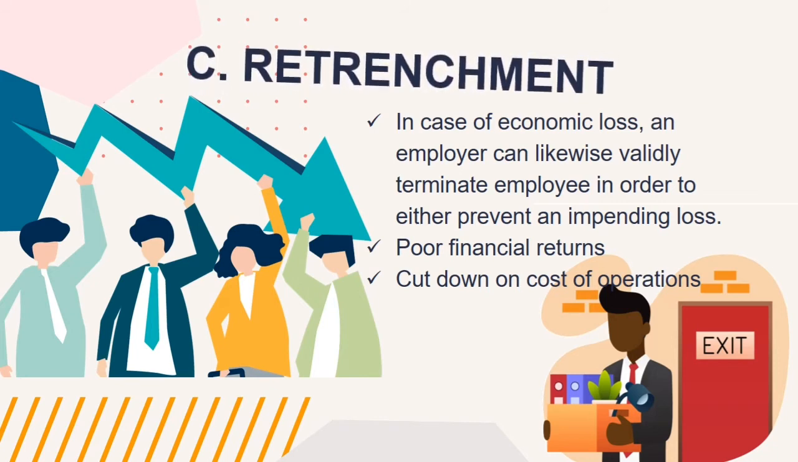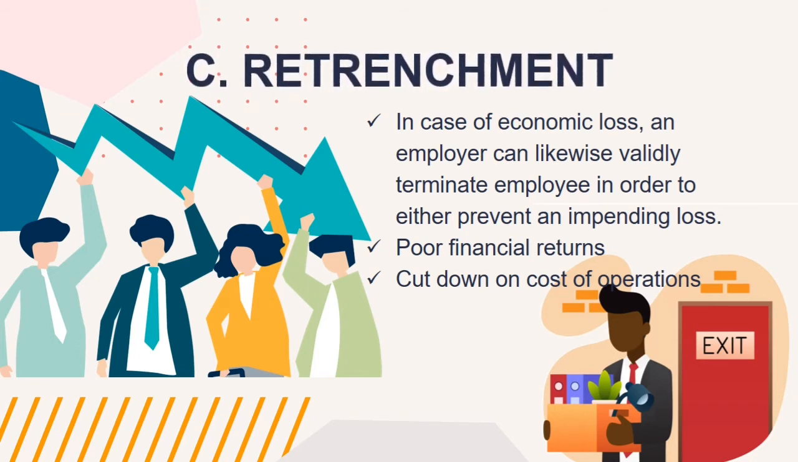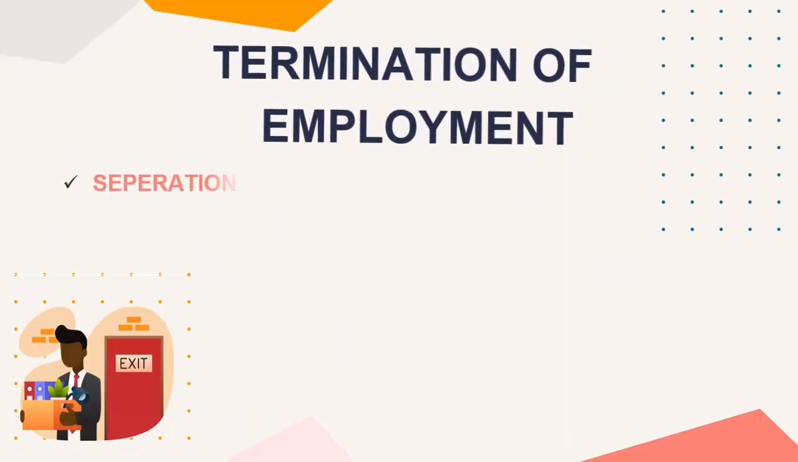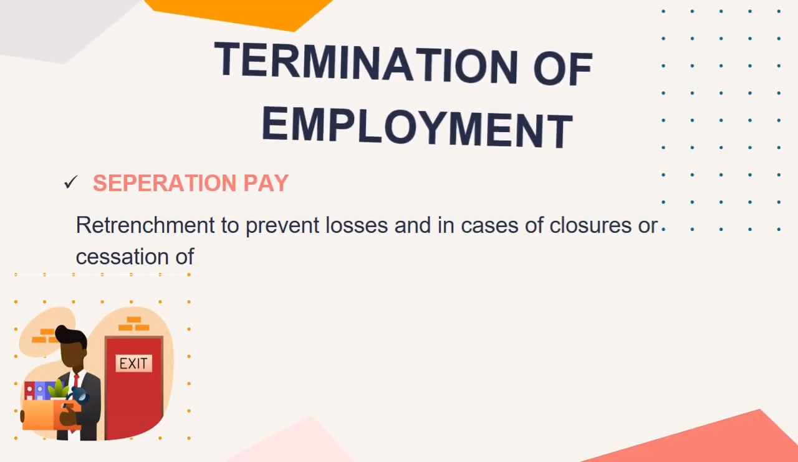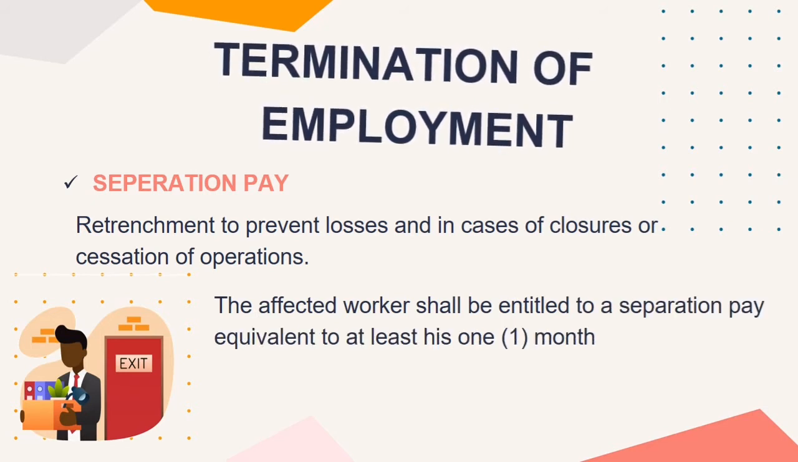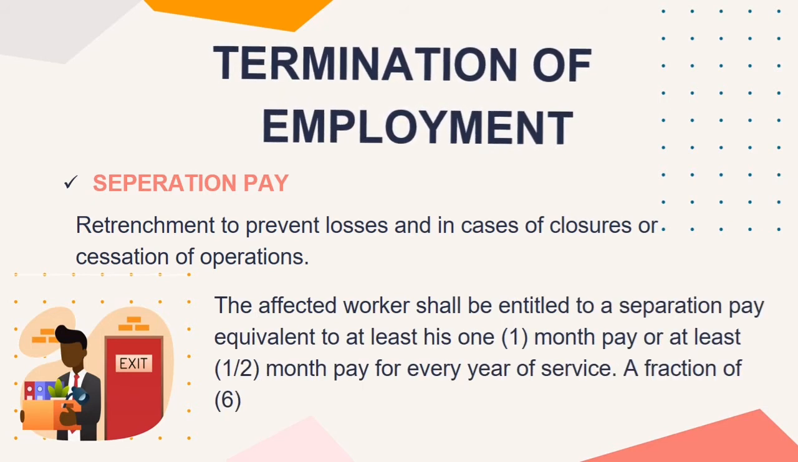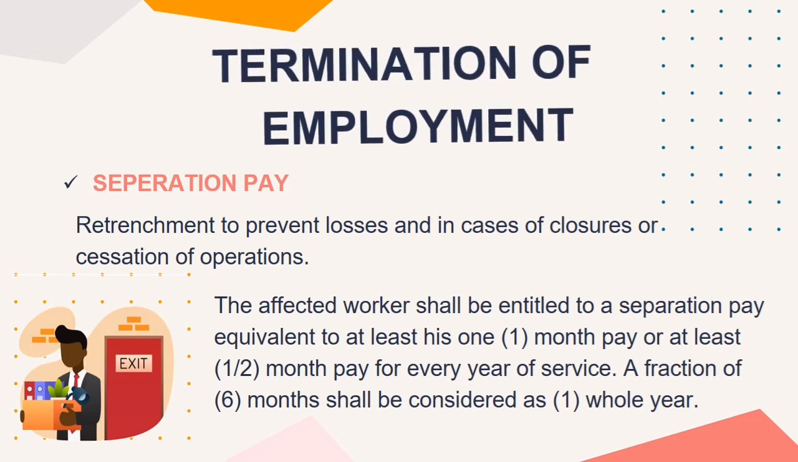In that case, class, the employer must serve a written notice both to the employees and the DOLE at least one month before. So again class, please remember that retrenchment is a form of dismissal due to no fault of the employee. It is a process whereby the employer reviews its business needs in order to increase profits or limit losses, which leads to reducing its employees.